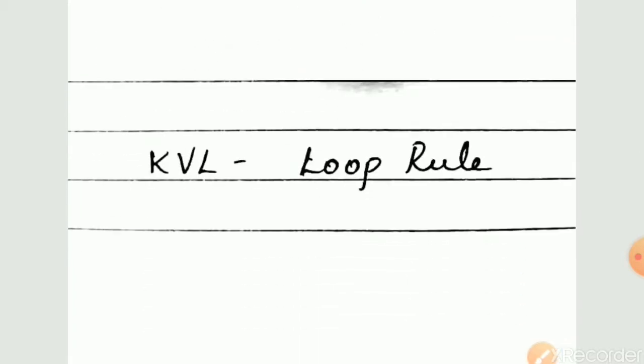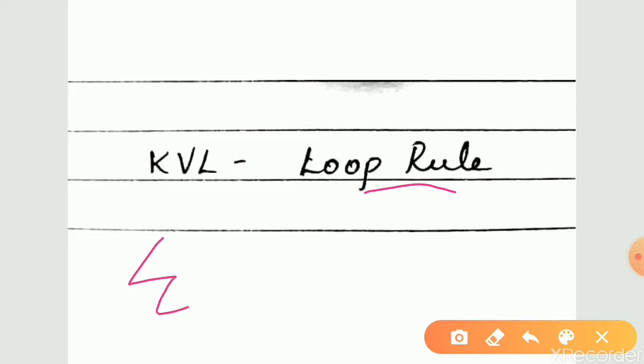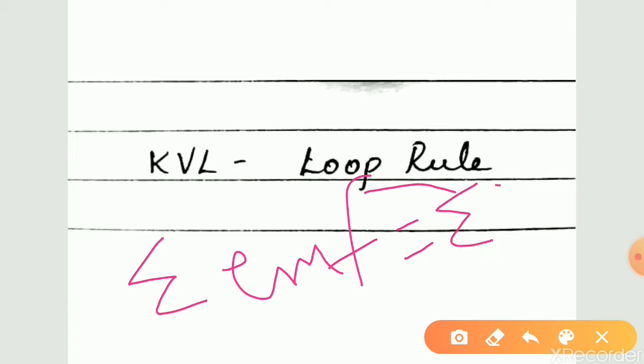The second law is KVL, that is Kirchhoff's voltage law, which is also called the loop rule, which states that in any closed path of an electrical circuit, the algebraic sum of EMF is equal to the algebraic sum of the product of resistor and current flowing through them. That is, summation of EMF is equal to summation of IR.